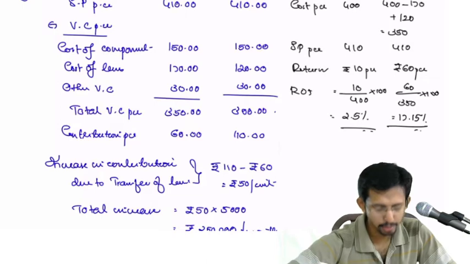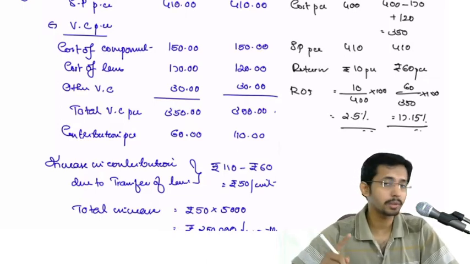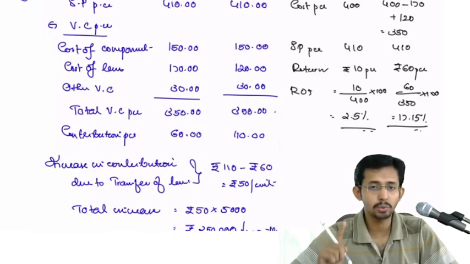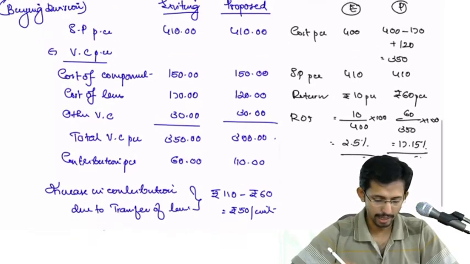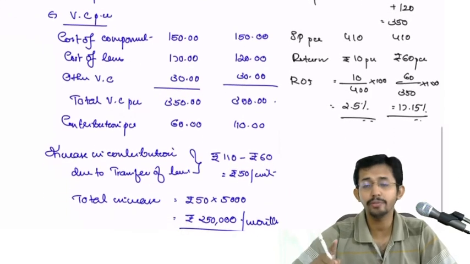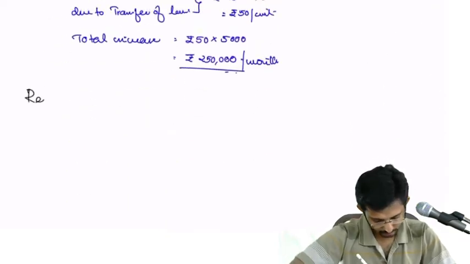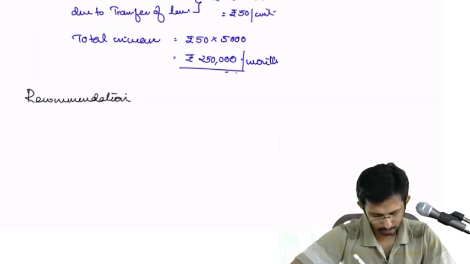So what is the conclusion? As far as the contribution is concerned, the total contribution of division B is increasing by rupees 2,50,000 per month, and as far as the return on investment is concerned, it is increasing from the existing 2.5% to 17.15%. So what is the recommendation? You can write recommendation or conclusion or analysis, whatever.